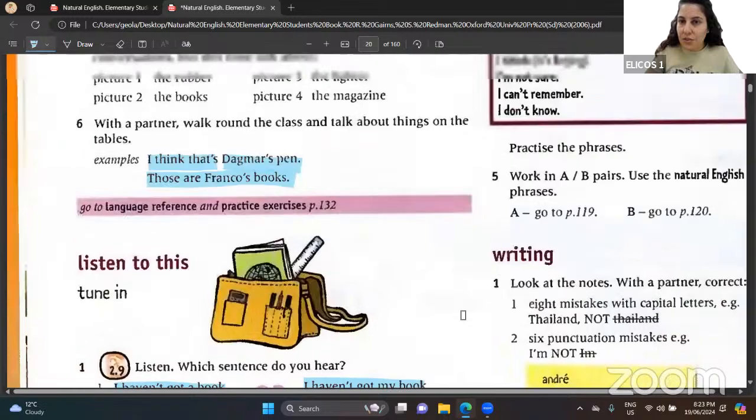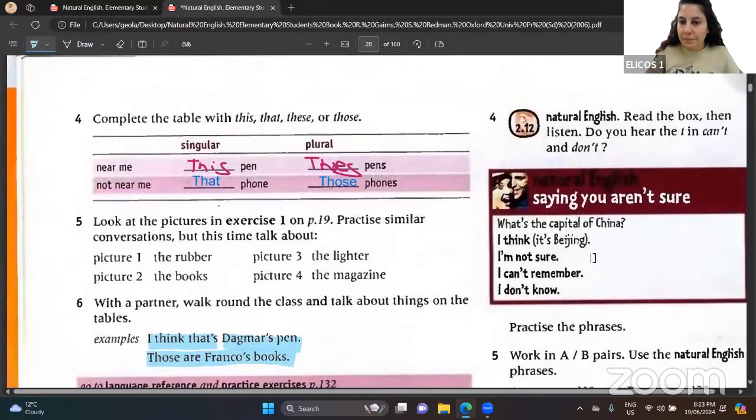Let's go to saying if you're not sure. So remember when you don't know, what's the capital of China? If maybe you have an idea, but you're not 100% sure, you say, I think it's Beijing. Or you could say, I'm not sure. Or I can't remember. Or I don't know.